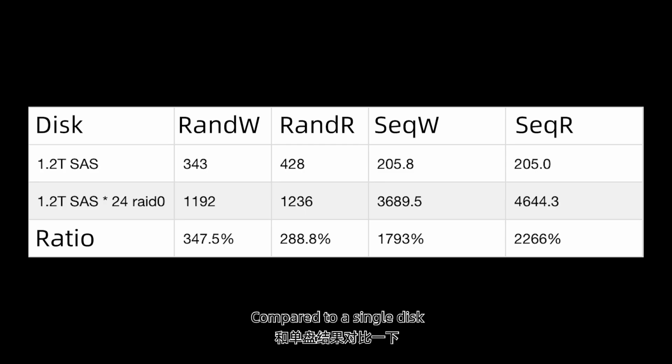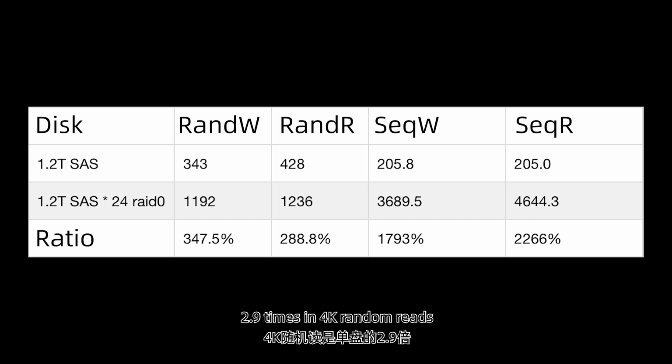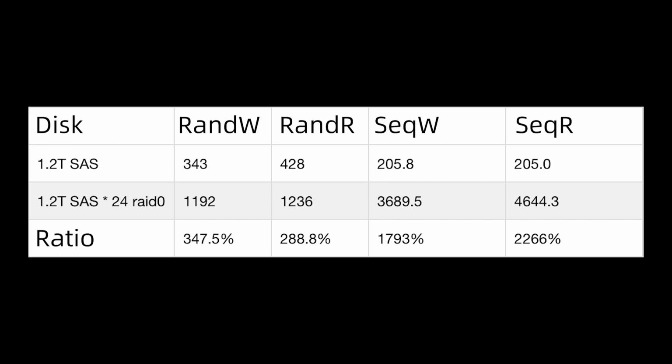Compared to a single disk, the 24-disk setup achieves approximately 3.5 times the performance in 4K random writes, 2.9 times in 4K random reads, 18 times in sequential writes, and 23 times in sequential reads.